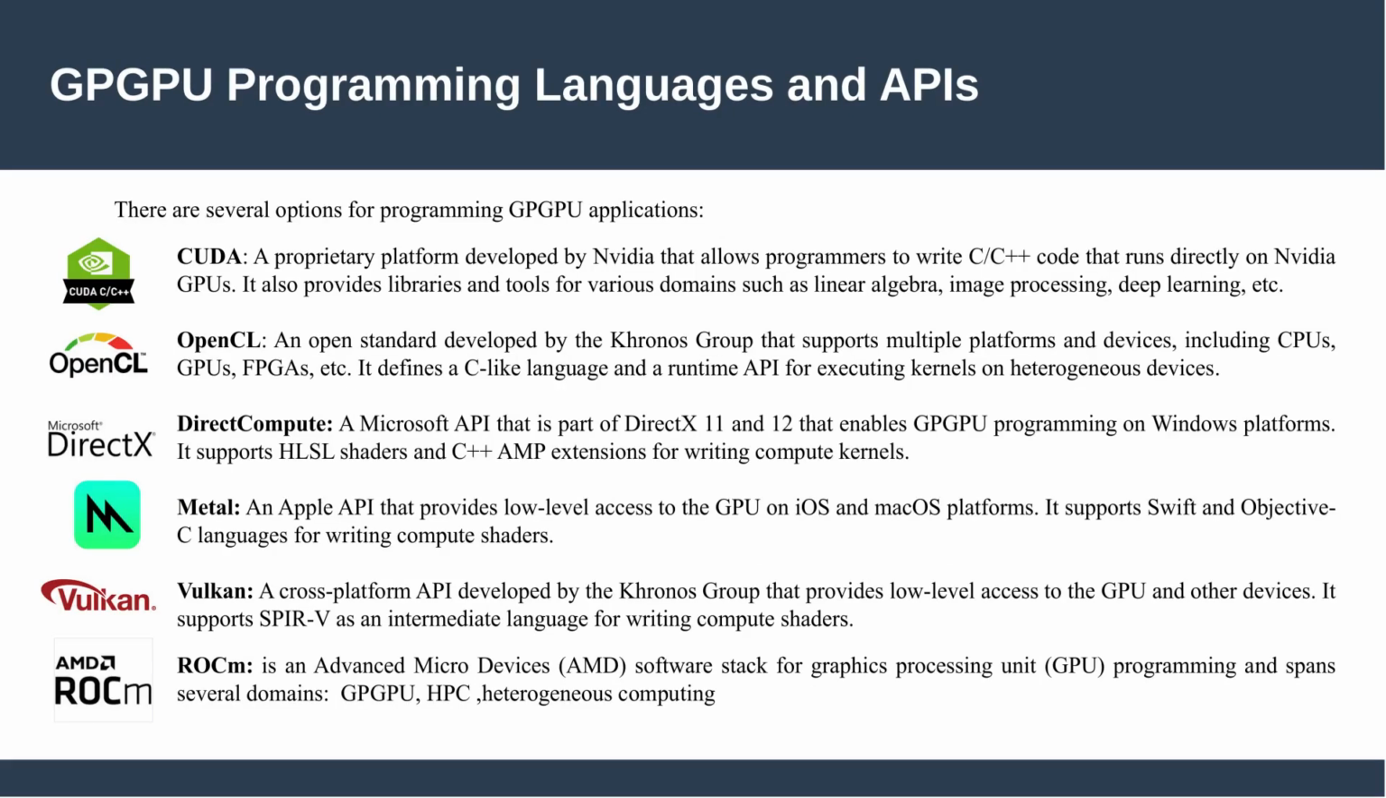GPGPU programming offers diverse options. CUDA by NVIDIA allows C++ code execution on NVIDIA GPUs, with libraries for domains like deep learning. OpenCL, an open standard, supports multiple platforms, defining a C-like language for heterogeneous devices. DirectCompute, part of DirectX, enables GPGPU on Windows. Metal and Vulkan provide low-level GPU access on Apple and cross-platform devices, respectively.